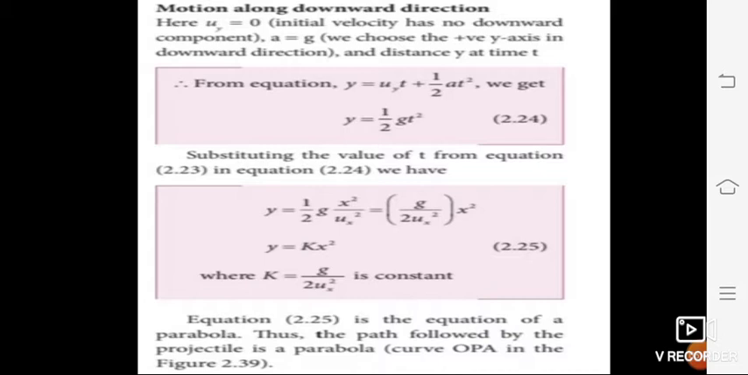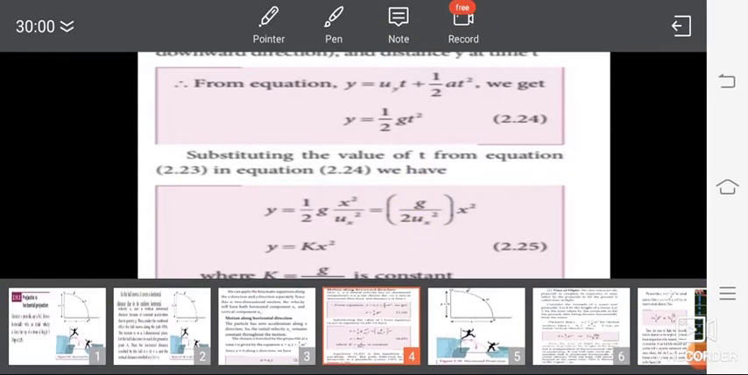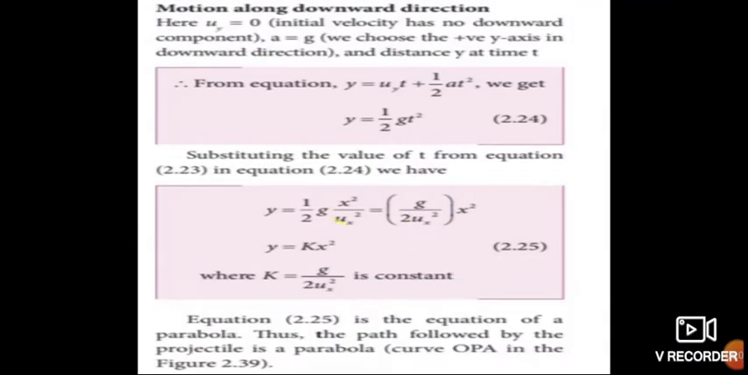In the next step it can be written as y = g x² divided by 2u_x² into x². Sorry, g x² divided by 2u_x². So in the equation, it is given as g divided by 2u_x² into x². From this we can write y is equal to k into x², where k is a constant value.